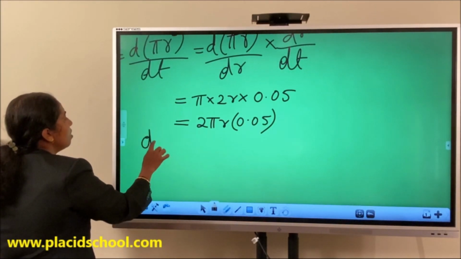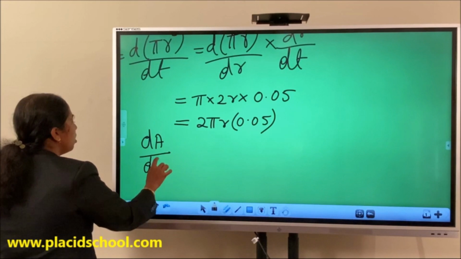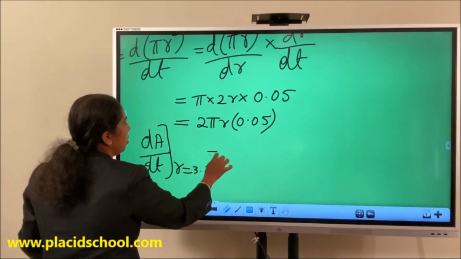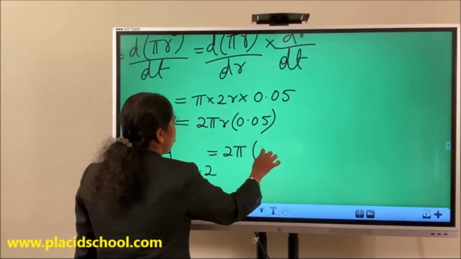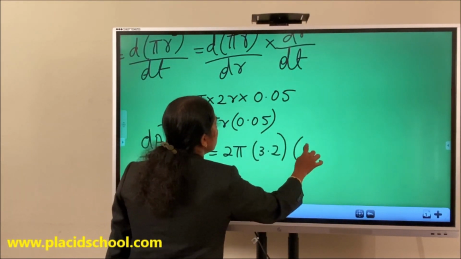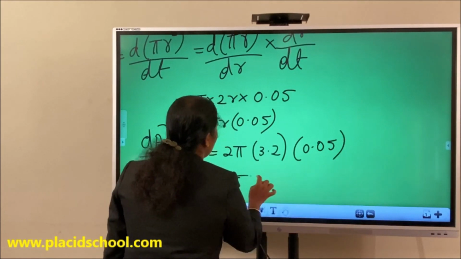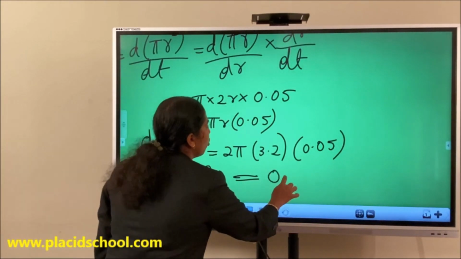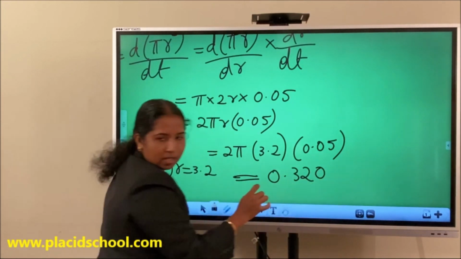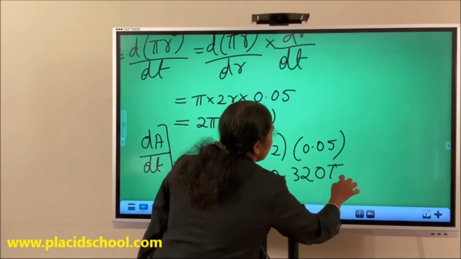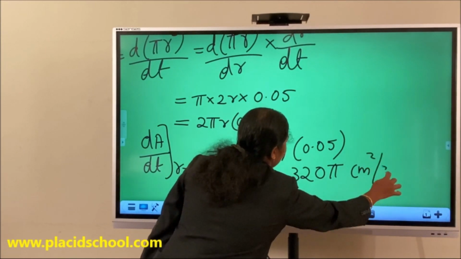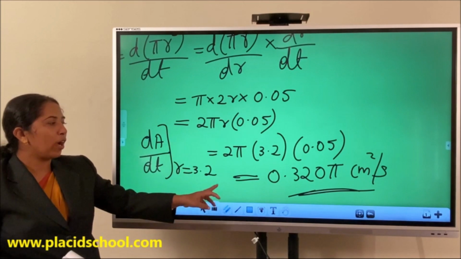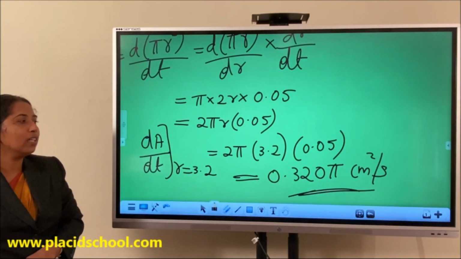Now concluding the answer, rate of change of area with respect to time when radius is 3.2 centimeters is 2 pi into 3.2 into 0.05, which on computing gives 0.320 pi centimeter square per second. So rate of change of area with respect to time is 0.320 pi centimeter square per second.